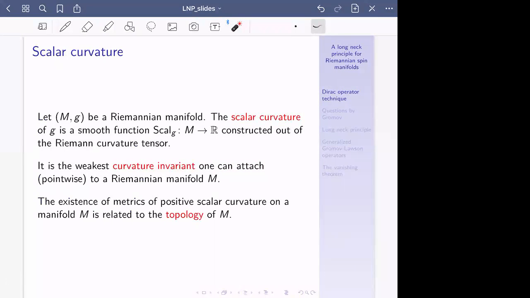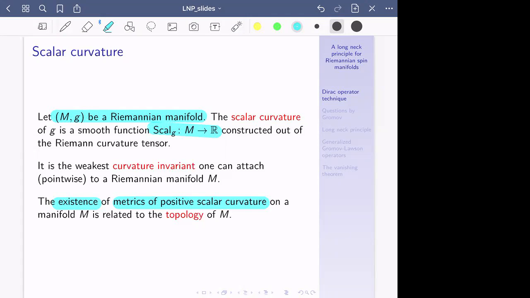Okay, so let me first recall that given a Riemannian manifold M, the scalar curvature is a smooth function on the manifold M, which is constructed out of the Riemann curvature tensor. And moreover, it is the weakest curvature invariant that can be attached to a Riemannian manifold. So in particular, this is the trace of the Ricci curvature. Moreover, the existence of metrics of positive scalar curvature on a manifold M is related to the topology of the manifold.